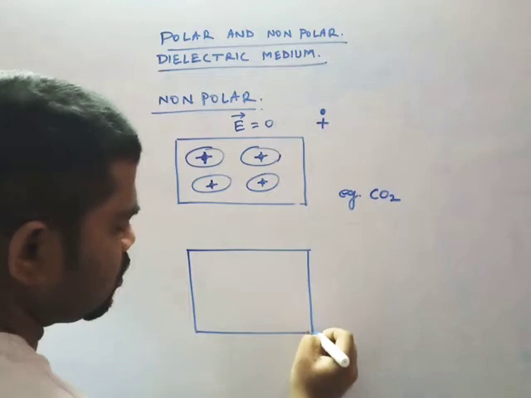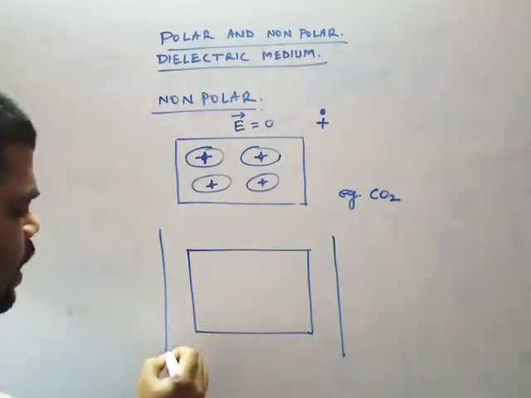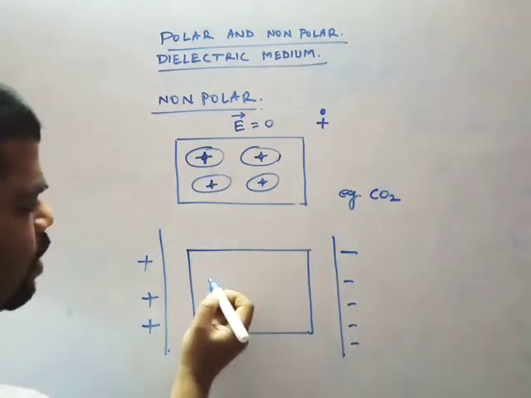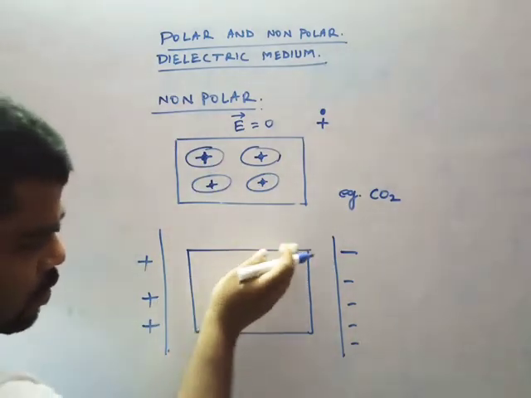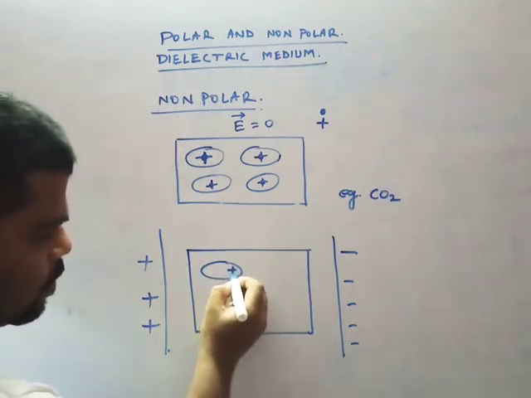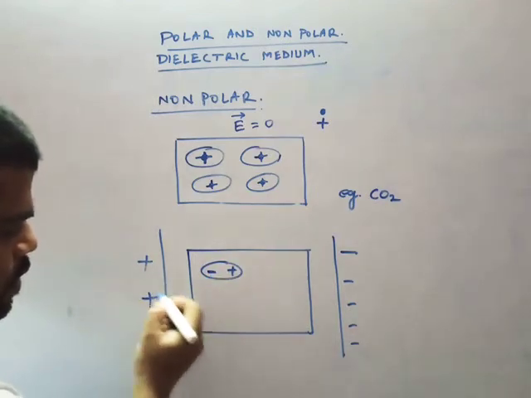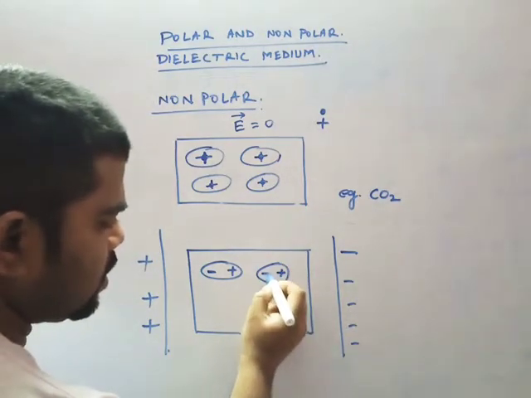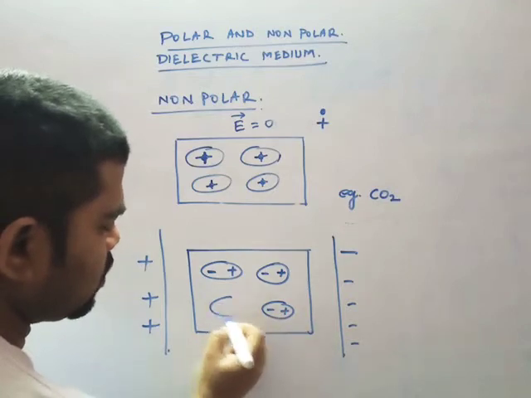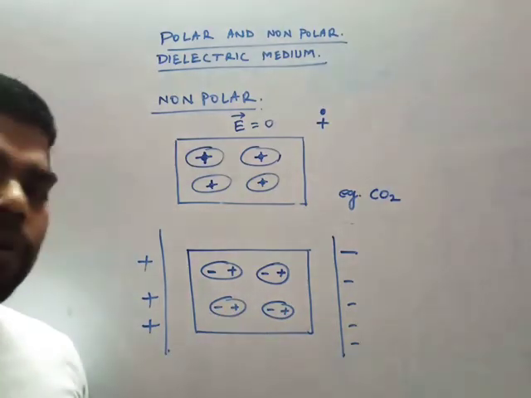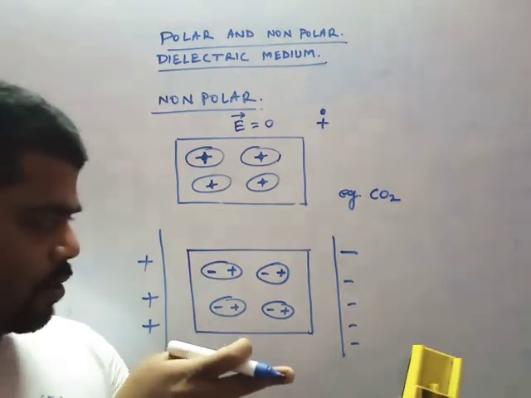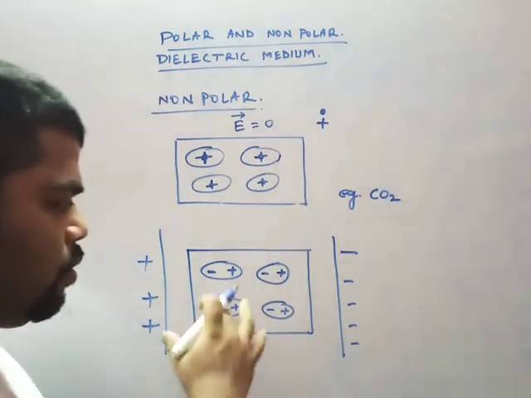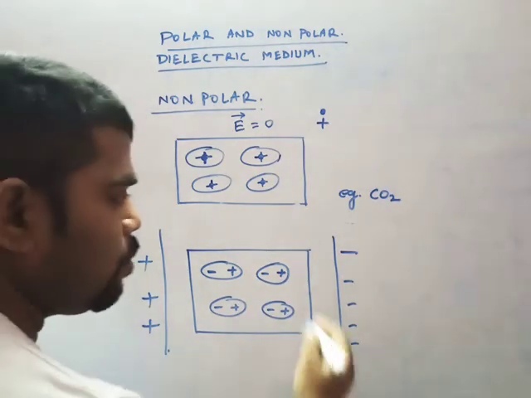Inside the field means, suppose there is a plate of positive charges and a plate of negative charges. Then what happens? Positive tries to move toward the negative, and negative tries to move toward the positive side. Now look here: this is positive and this is negative, this is positive and this is negative. The alignment is now in the directions, negative toward positive and positive toward negative. You know this alignment is known as polarization.